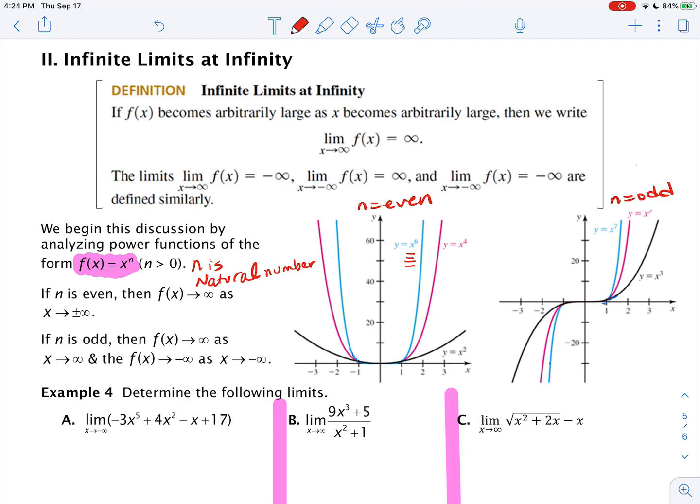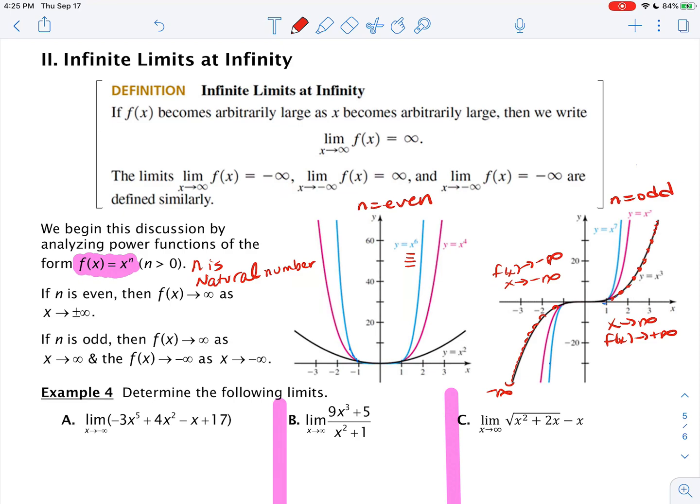Also, if n is odd, we end up having this snake shape, or this kind of S curve. And you can see that as x goes to positive infinity, our function outputs are headed towards positive infinity on x to the n. And if x is approaching negative infinity, our outputs on x to the n are approaching negative infinity. So that's good to note for power functions, and it helps us when we calculate limits at infinity. Okay, so what does it mean to be an infinite limit? That means your limit is equal to infinity or equal to negative infinity. Infinite limit at infinity means x is going to infinity.